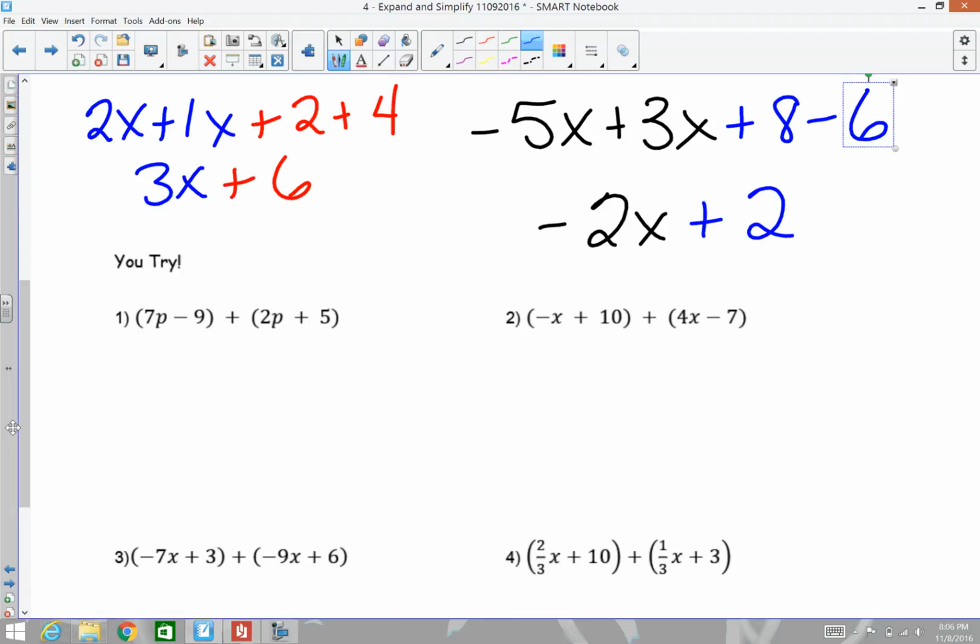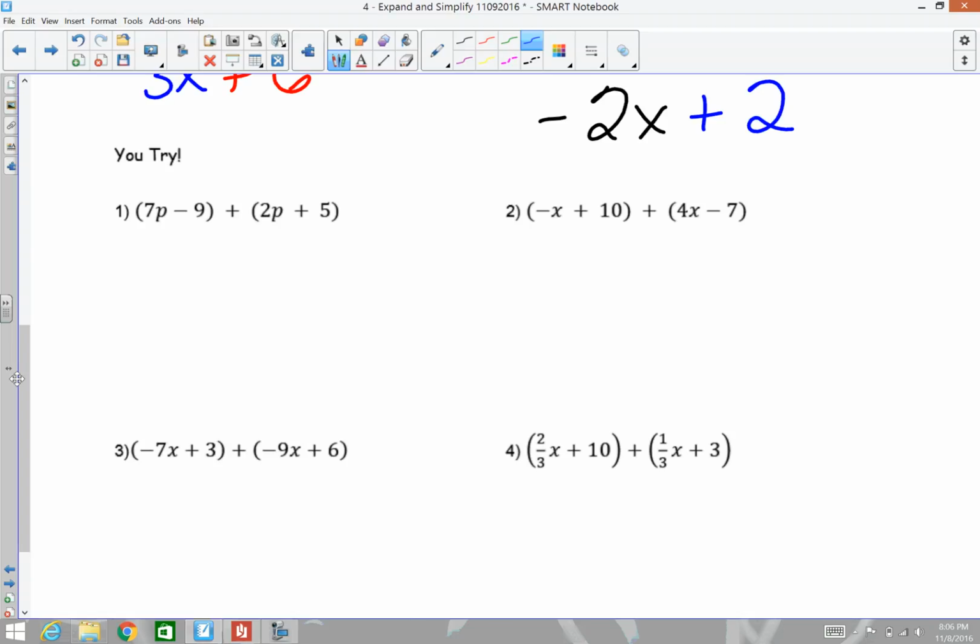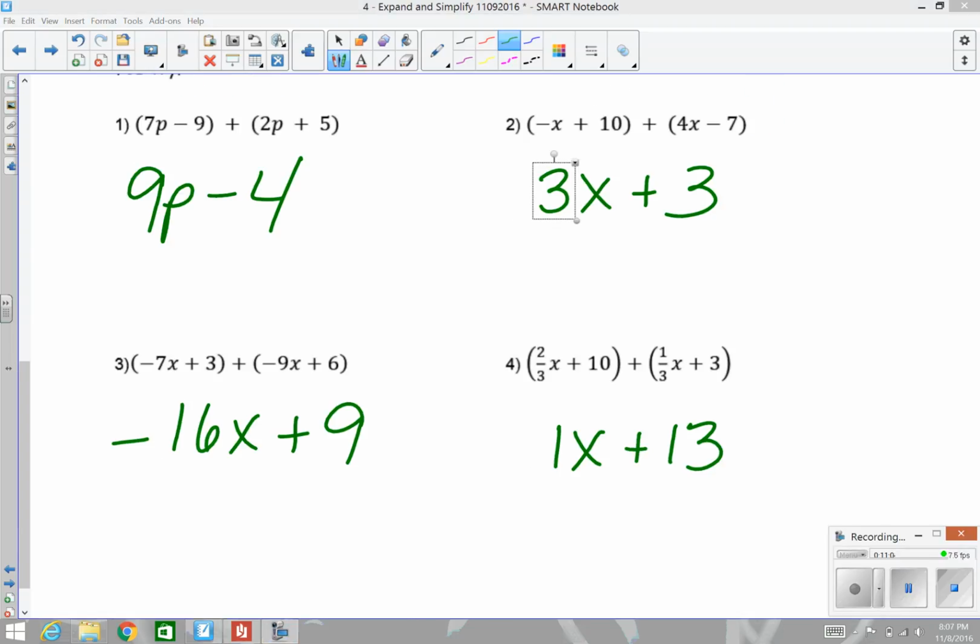When you're ready, pause the video and try 1, 2, 3, and 4 on your own or with a partner. Okay, now that you tried them on your own, how did you do? Take a moment to check your answers. If you don't have any questions, go ahead and flip the page.